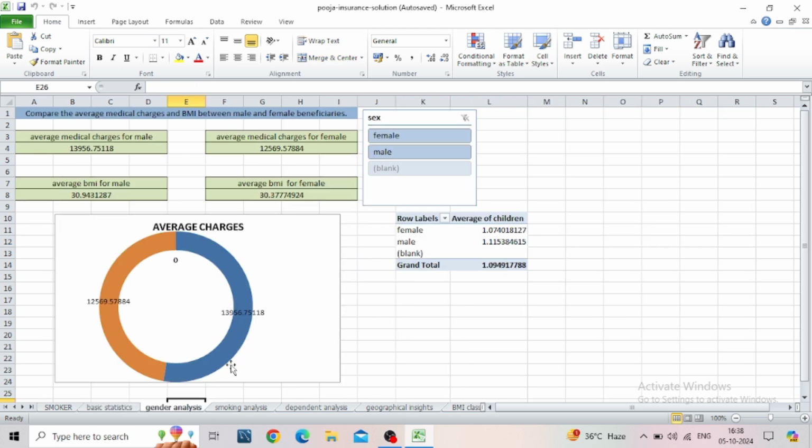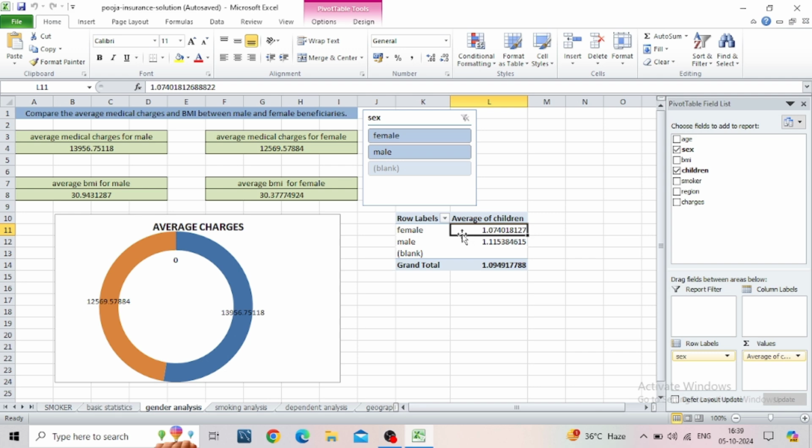In this task, I analyzed the difference in medical charges and BMI based on gender. I started by creating a pivot table to calculate the average medical charges and average BMI for both males and females. This gives me a clear comparison of how medical cost and BMI vary by gender.